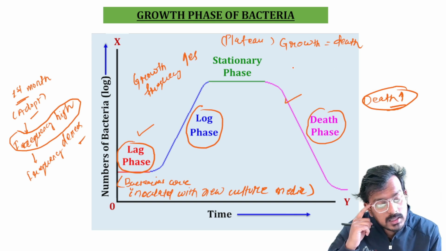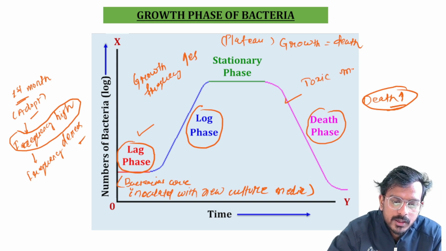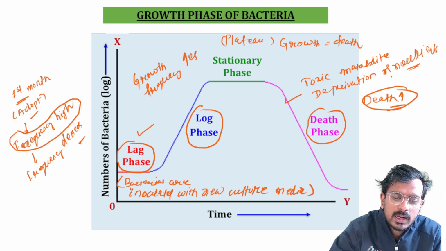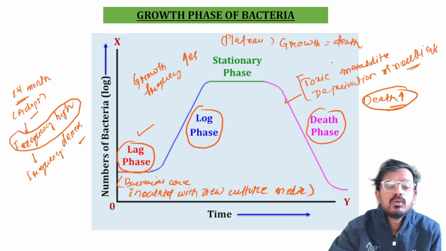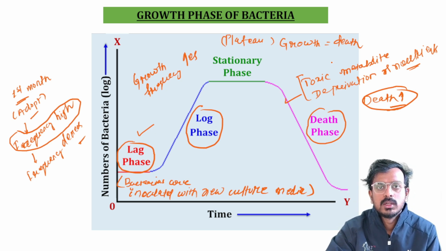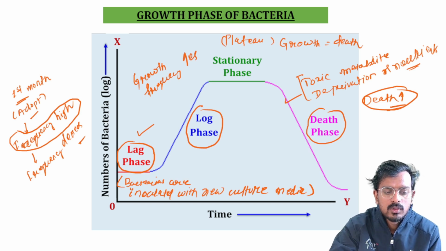A question can be asked: what is the cause of the death phase? One is toxic metabolite accumulation. Second is deprivation of nutrients. You can add fresh nutrients, and if you add fresh nutrients, there is a chance that the bacteria will start to reproduce. I hope all of you understood what we discussed.